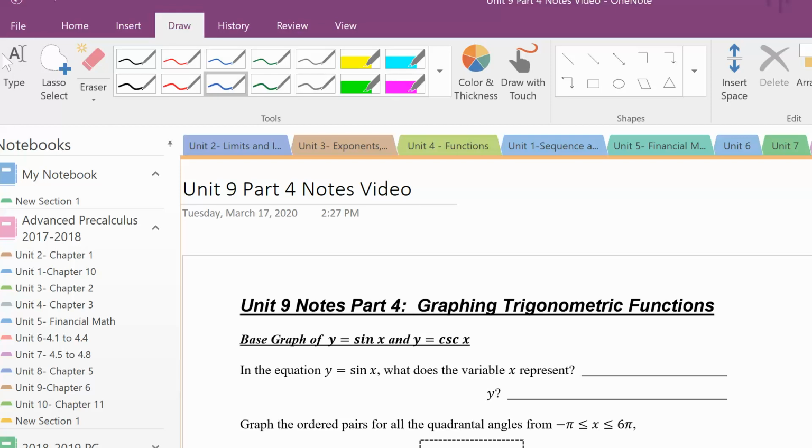So remember, the x in y equals sine x represents an angle. And the y here in y equals sine x represents the y coordinate of the unit circle because that's what the sine of the angle equals.